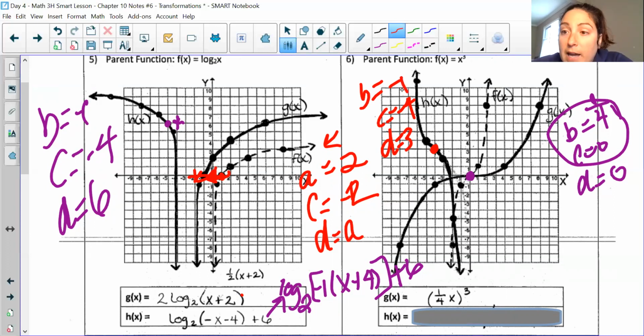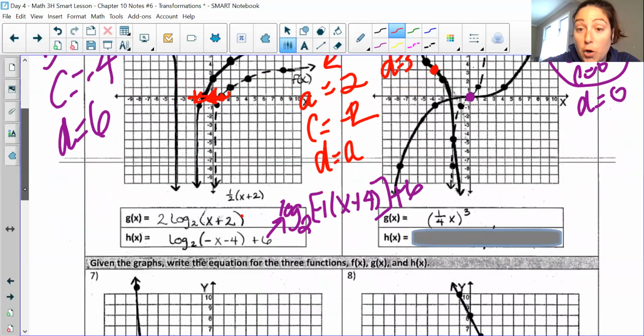Now, if you're looking at this, like, how did I know that that was a reflection over the y-axis? Because it could also potentially have been a reflection over the x-axis. You are absolutely right. Because this is an odd function, an odd parent function, it actually doesn't matter if you do a reflection over the x-axis or the reflection over the y-axis. So there are two potential correct equations.